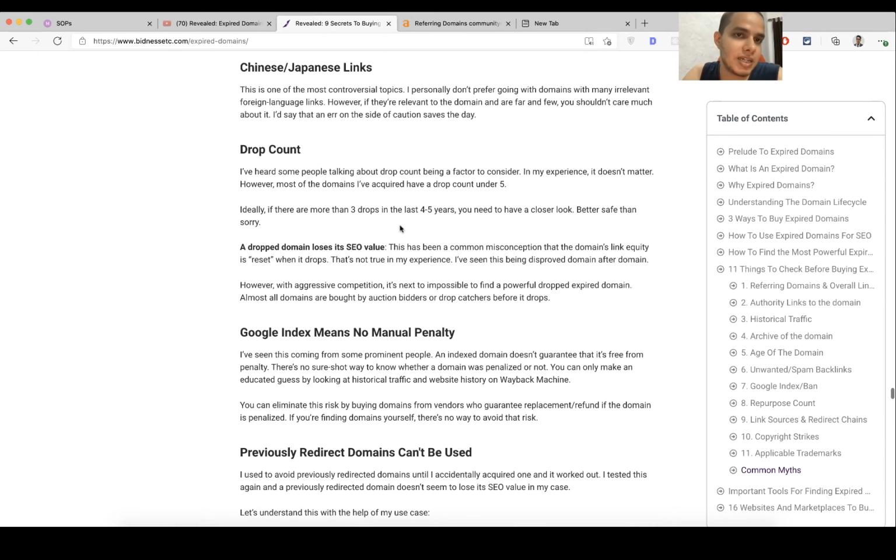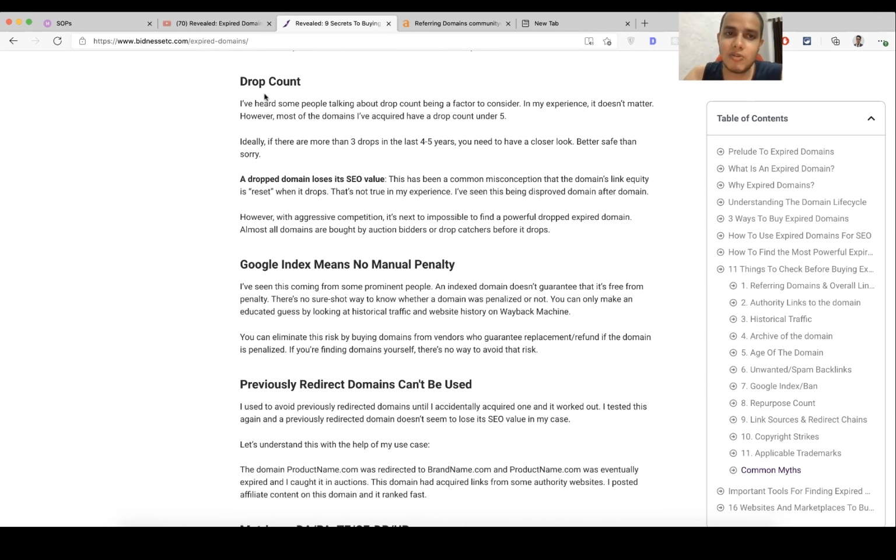Chinese, Japanese links are not a big problem if they are relevant to your domain, or any other foreign language links, but most of the time you will have very spammy links if they are coming from any other language, if it is not related to your domain.